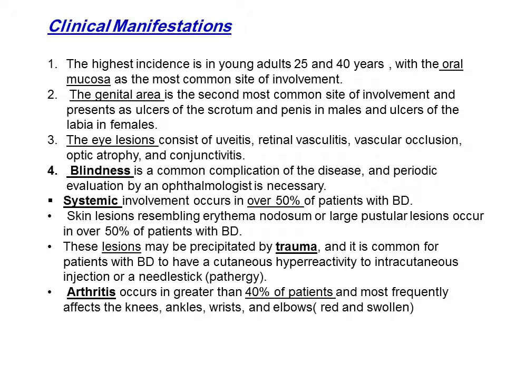What are the clinical manifestations of this disease? The highest incidence is in adult patients aged 25 to 40 years. Oral mucosa is the most common site of involvement. The genital area is the second most common site. Eye lesions also consist of uveitis, retinal vasculitis, vascular occlusion, optic atrophy, and conjunctivitis. Blindness is a common complication of the disease.